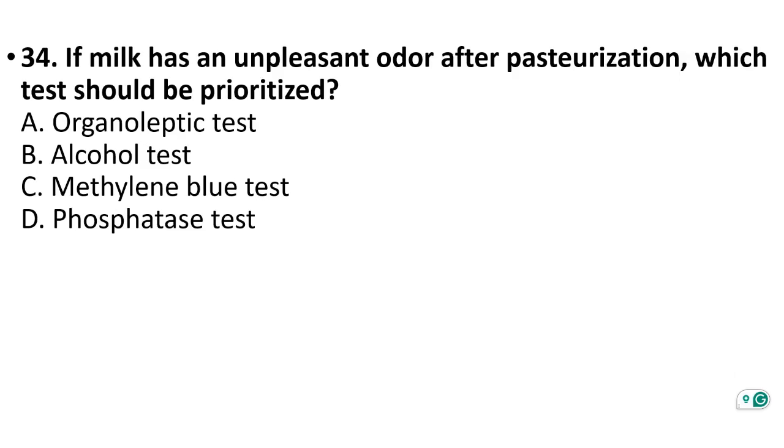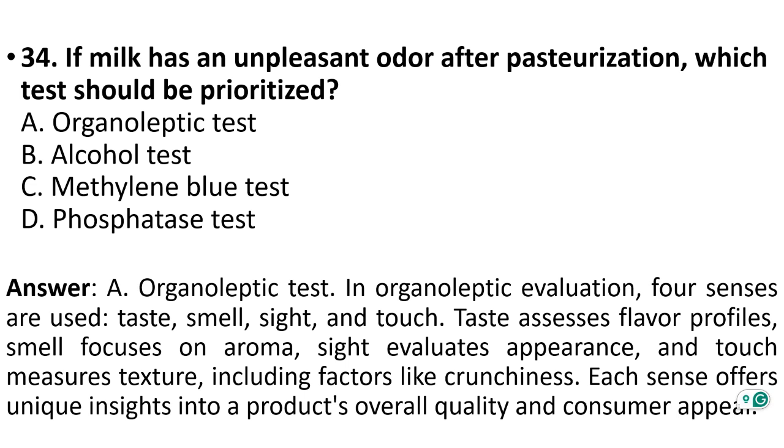34. If milk has an unpleasant odor after pasteurization, which test should be prioritized? Organoleptic test, alcohol test, methylene blue test, phosphatase test. Your answer is option A, organoleptic test. In organoleptic evaluation, four senses are used: taste, smell, sight, and touch. Taste assesses flavor profile, smell focuses on aroma, sight evaluates appearance, and touch measures texture, including factors like crunchiness. Each sense offers unique insights into a product's overall quality and consumer appearance.